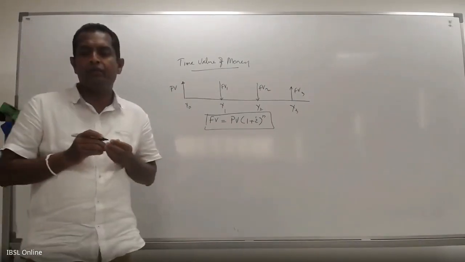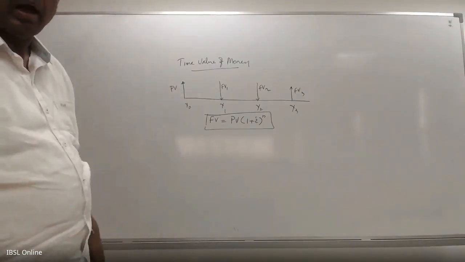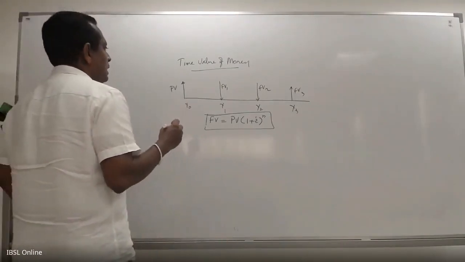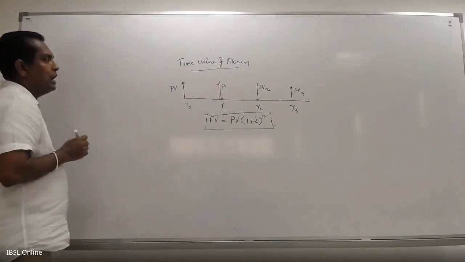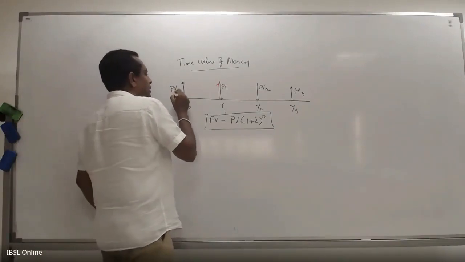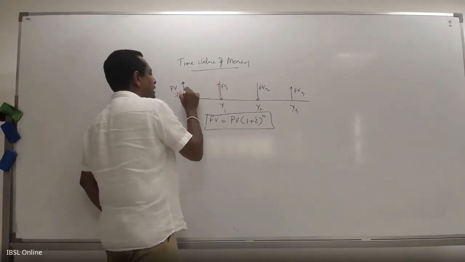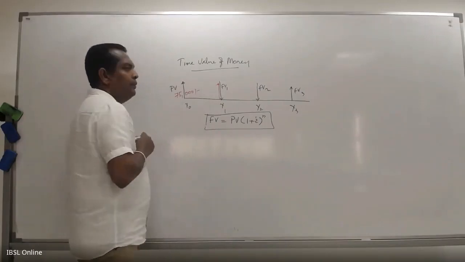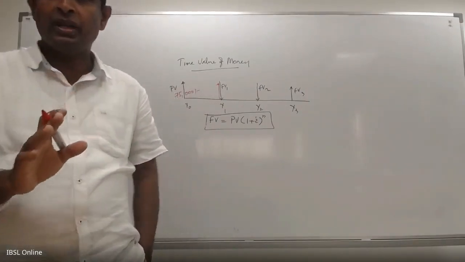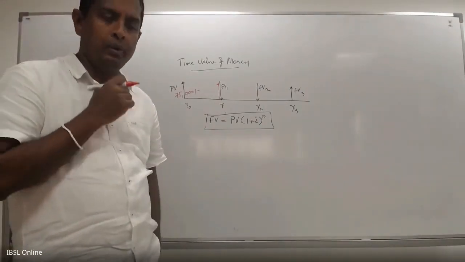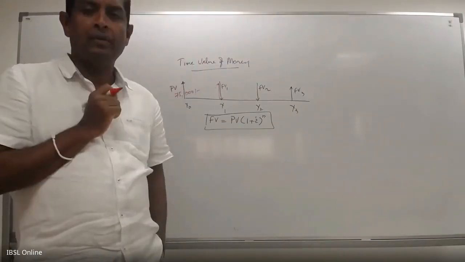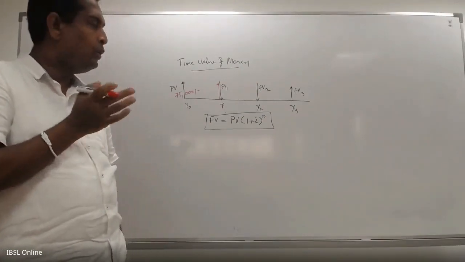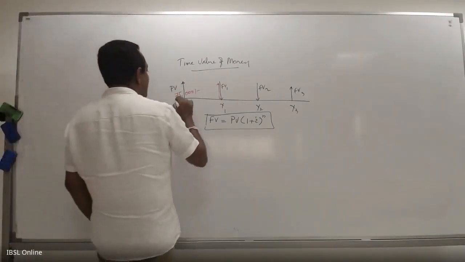Now, same way, if someone tells you, you have an option: I will give you 100,000 after 1 year, or you can take 75,000 today and do your work. You have the option of taking 75,000 today or 100,000 after 1 year. How do you compare these two?